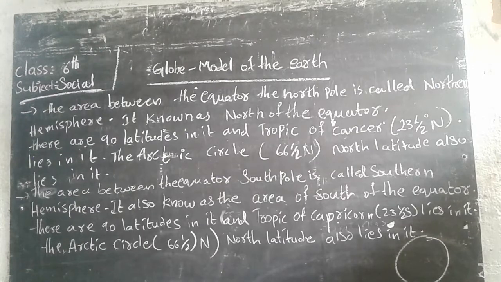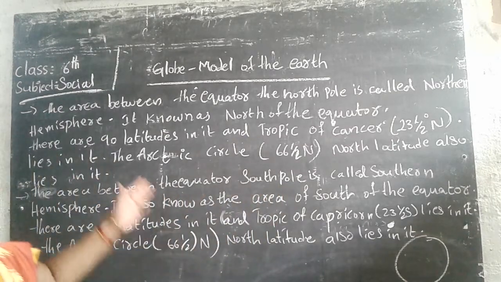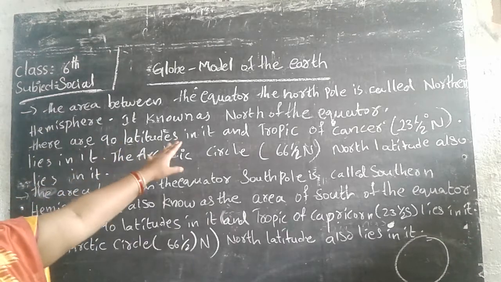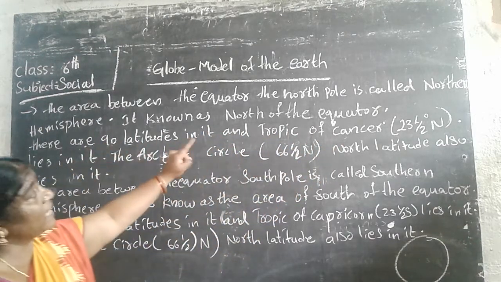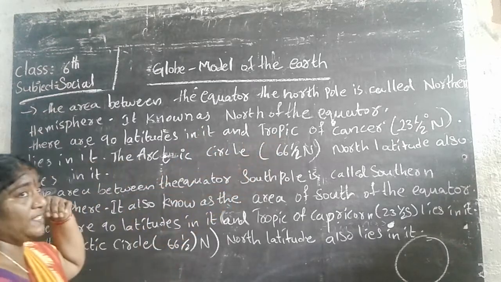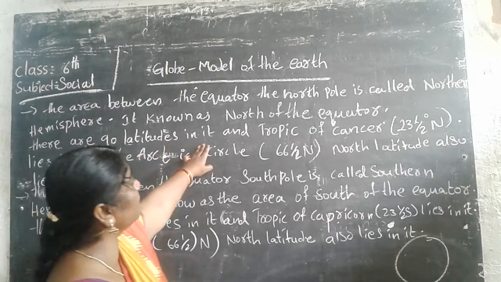Next, what is the northern hemisphere? The area between the equator and the North Pole is called the northern hemisphere. It is known as the area north of the equator. There are 90 latitudes in it.